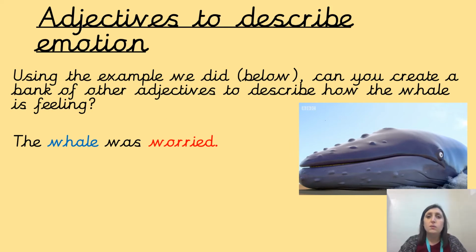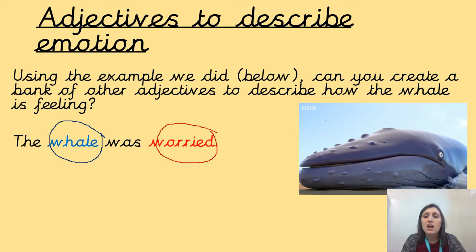Okay, so using the example that we've just done, can you create a bank of adjectives? Now, when I say bank of adjectives, I just mean a list of some adjectives to describe how the whale is feeling at this point. We're still looking at the same picture. There's my sentence there to help you. So we've got the whale was worried. Okay. Can you think of other adjectives that would describe how the whale is feeling?